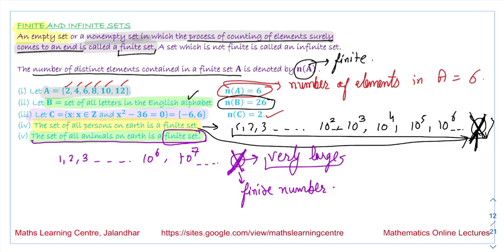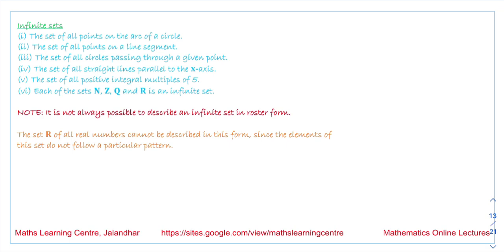The set of all points on the arc of a circle forms an infinite set. Suppose we are talking about a circle, and we want to write the set of all points on the arc of a circle. We consider an arc of this circle, this portion, and we have to write the collection of all the points over here. There are basically infinite points. We cannot count these points, and this is an infinite set.